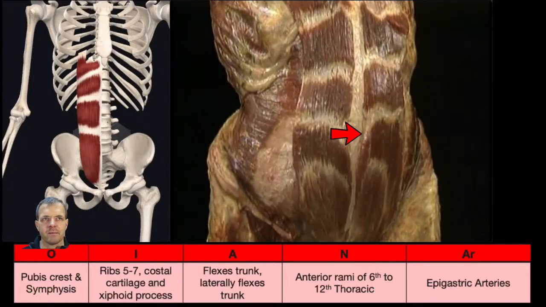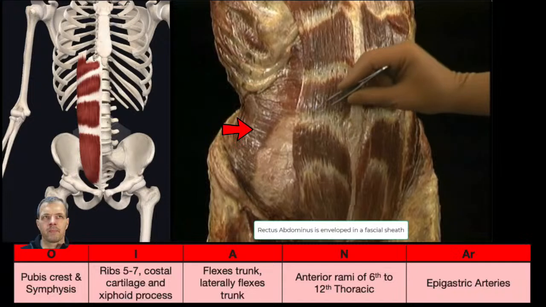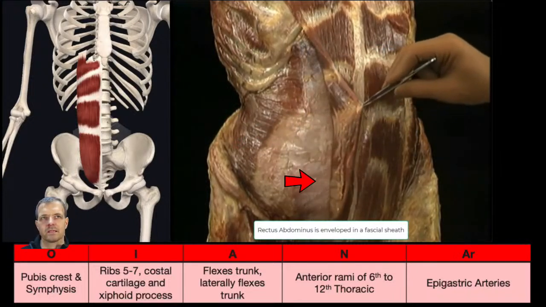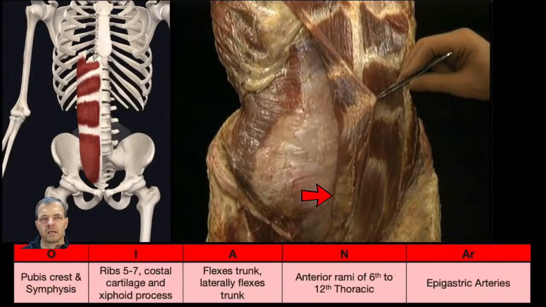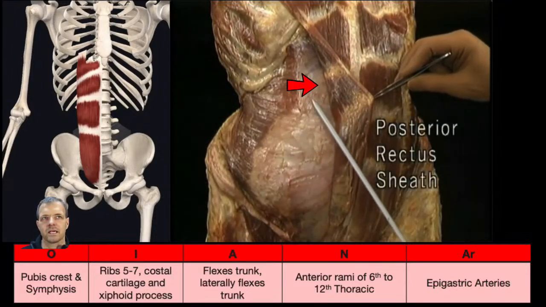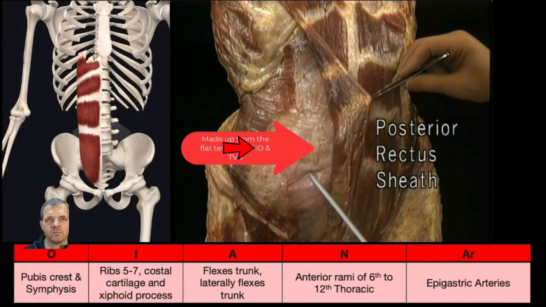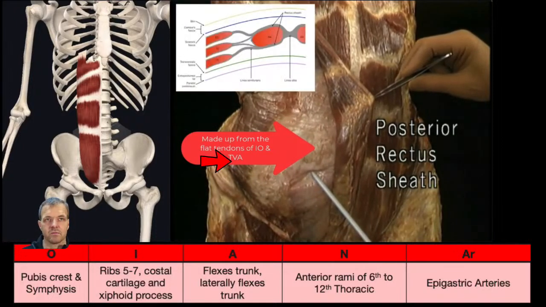Here we go. So there's your belly button. And then if we peel back rectus, that's what it's like underneath. Okay, so we've got the posterior rectus sheath. It's made up of tendons from internal oblique and the transverse abdominis.